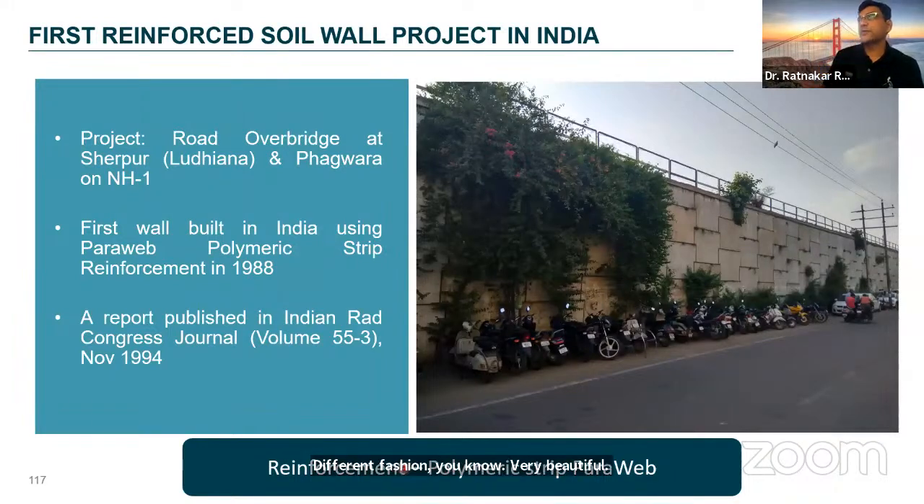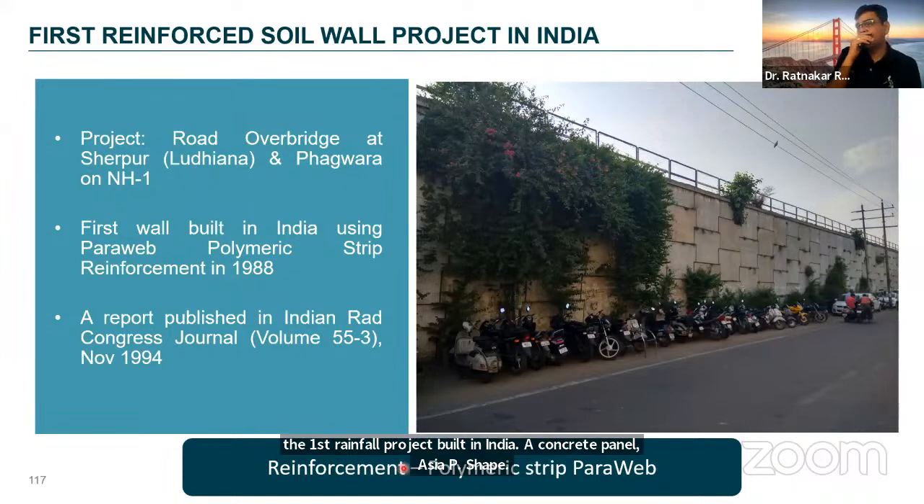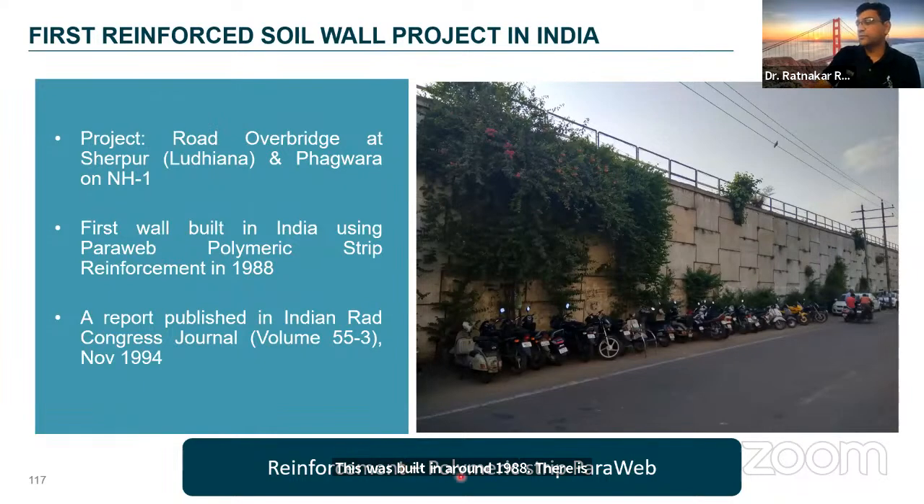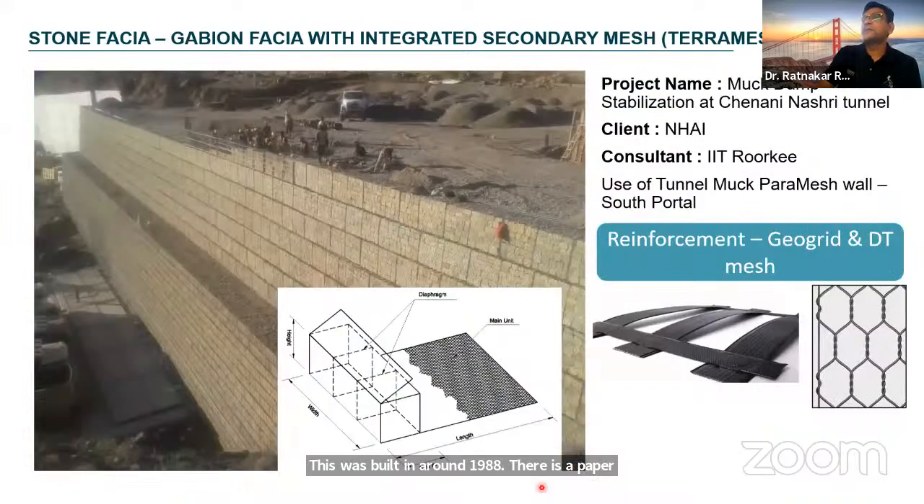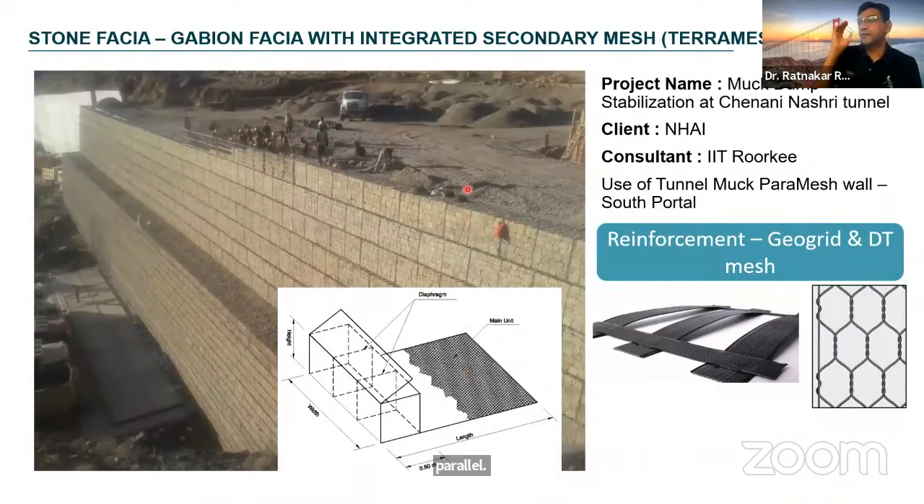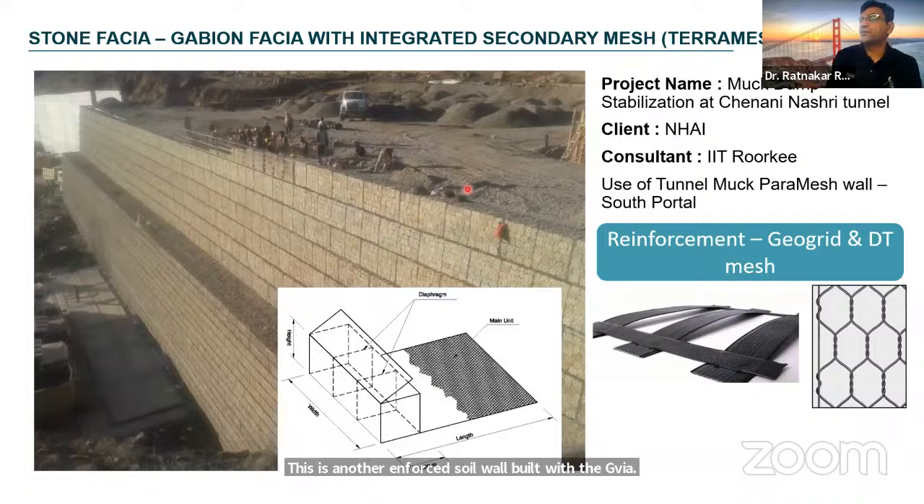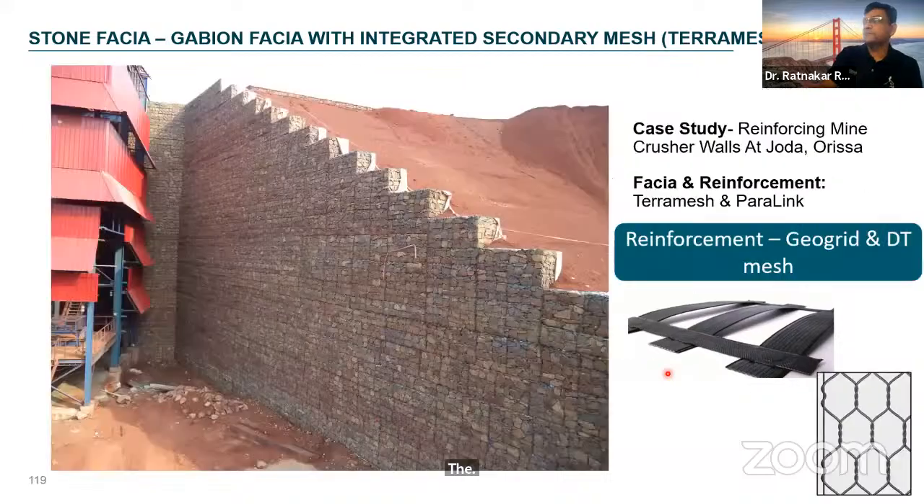This is the first reinforced soil wall project built in India, with a concrete panel fascia, T-shape. This was built around 1988. There is a paper published in IRC also. Here the reinforcement was polymeric strip parallel. This is another reinforced soil wall built with the Gabion fascia. This was on the National Highway from Jammu to Kashmir. This is the Chenani Nashri Tunnel. Here the Terramesh fascia as per IS code and the geogrids were being used.